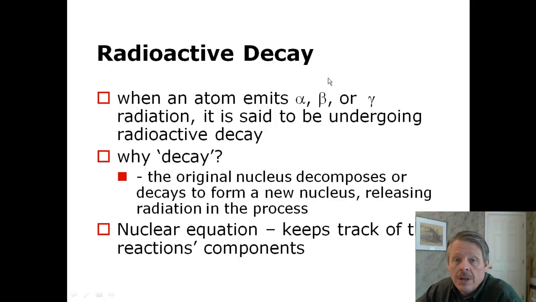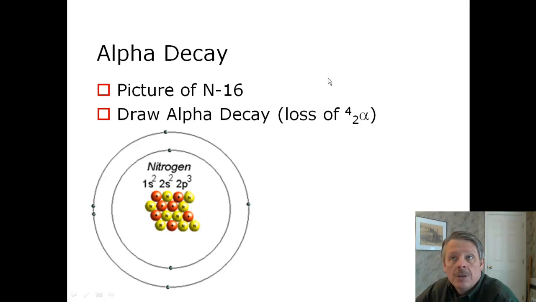So when an atom emits alpha, beta, or gamma radiation, or frankly positrons, it's said to be undergoing radioactive decay. Why decay? Well, the original nucleus decomposes or decays to form a new nucleus, releasing radiation in the process. We did not do anything to make that happen. It is spontaneous. Now, the nuclear equation keeps track of the reaction's components. Now, we talked about how mass is lost, but it's a very, very tiny mass, and it's not something that we're going to measure when we look at these types of equations.